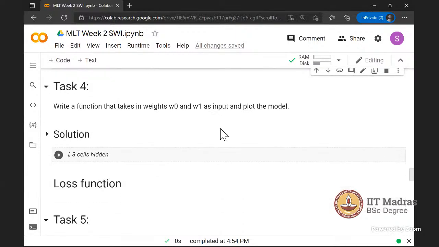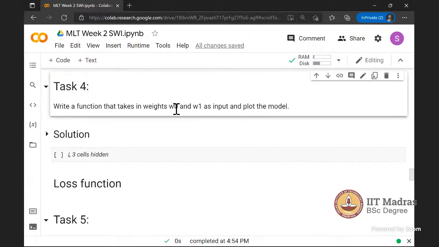All right. So the next task is to write a function that takes in weights W0 and W1 as parameters, and that function plots the model. Do we have to use the same data? No, this one is different. This one is not talking about the data points. It is saying that you have M and C. So W0 is C, and W1 is M. If you have these two, draw the model. This is the question.